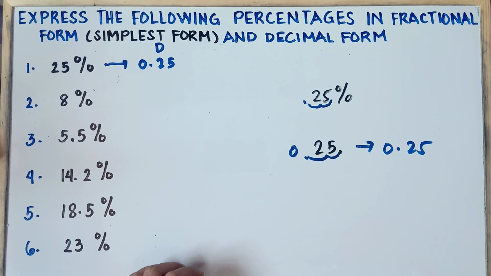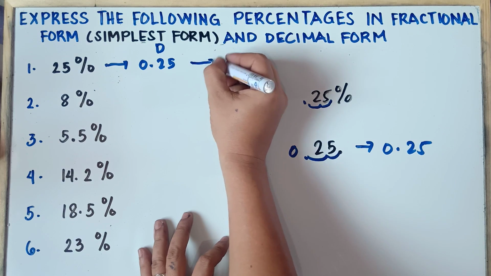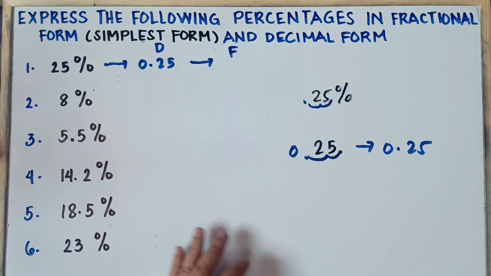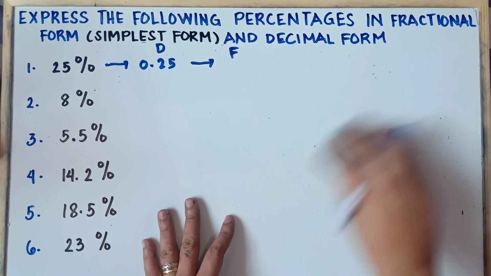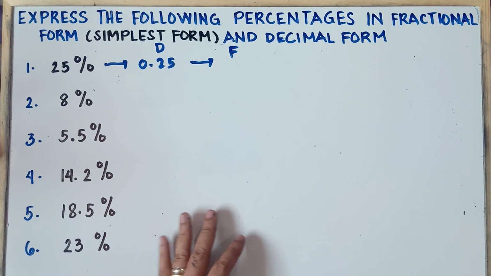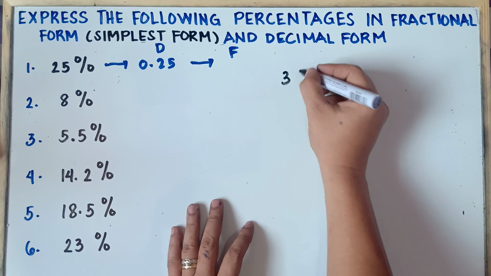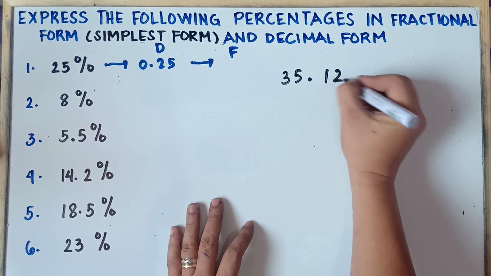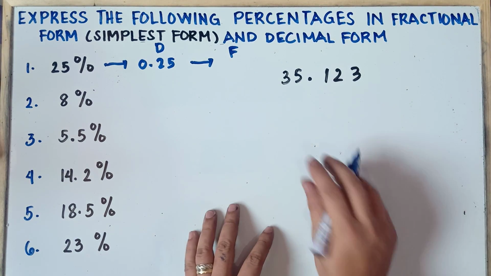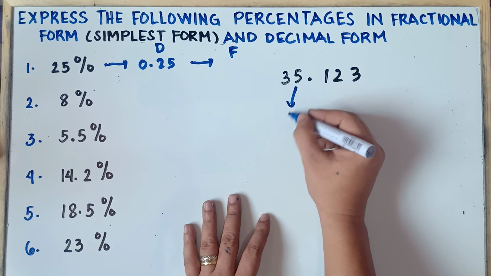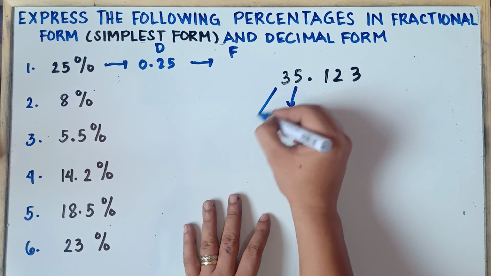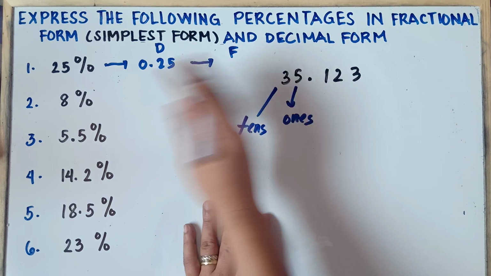Now to convert a decimal into a fraction, you need to count the place value, class. Let me explain that one. During your elementary years, if you still remember, for example, 35.123. For the whole number, you start at ones, and then tens, and then so on, right?